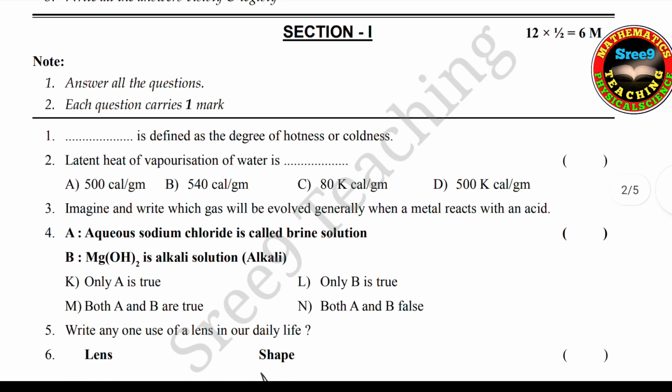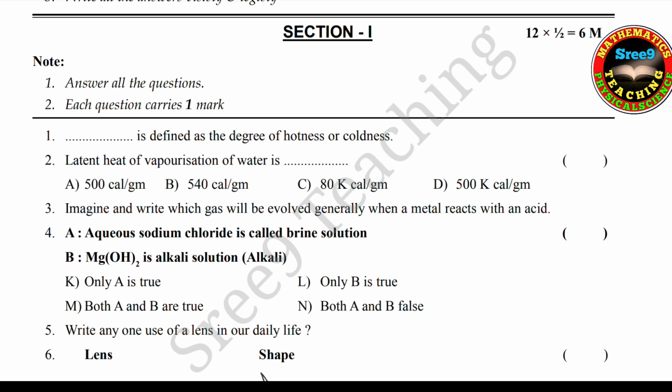Right, here along with the question I will explain the answer also. Now see section 1. Here 12 into half is equal to 6 marks. Now note, first answer all the questions. As I said, there is no choice, we have to answer all the questions.